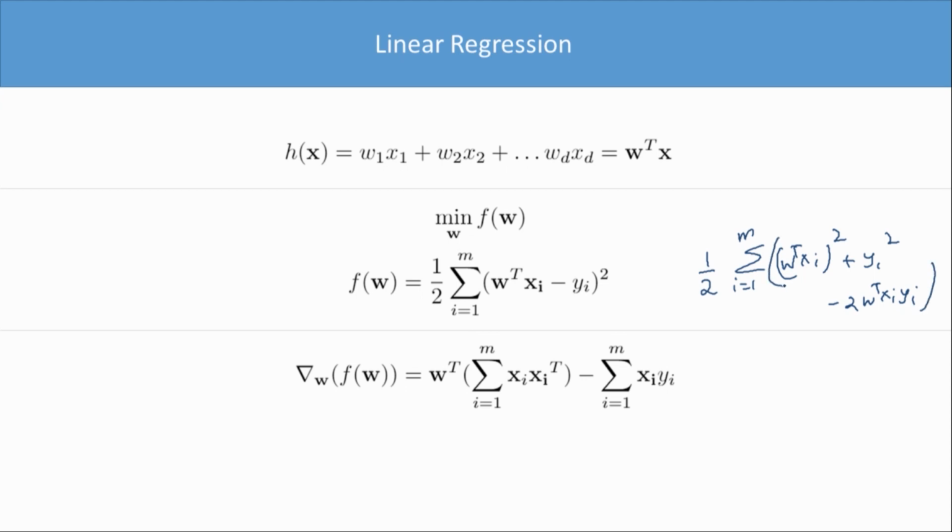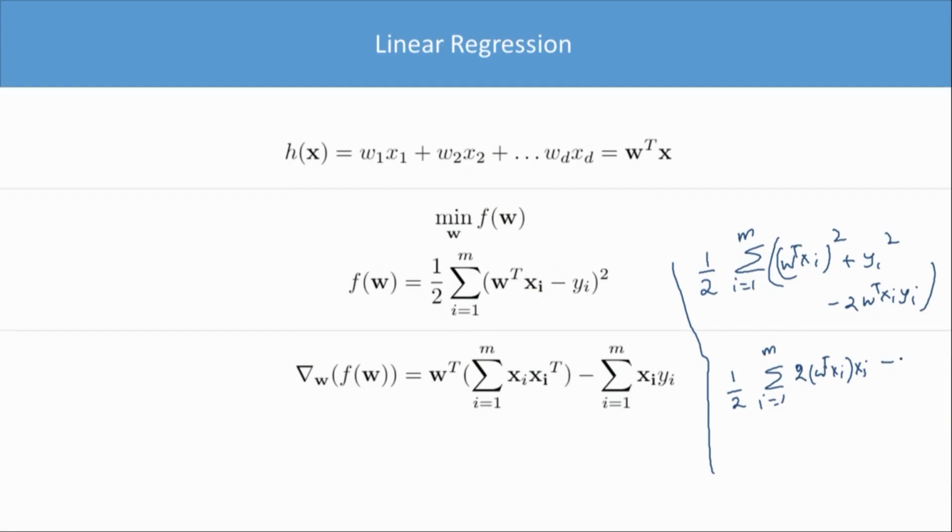Now I am differentiating with respect to W, so this term is half sum of i equal to 1 to m of 2 W transpose xi into xi. The yi squared does not matter in the differentiation because W does not occur there. So this becomes minus 2 xi yi, right? Is this clear, the way I have differentiated this with respect to W?